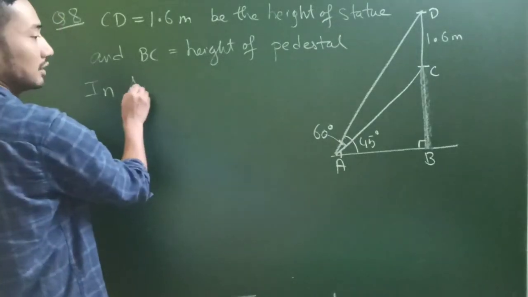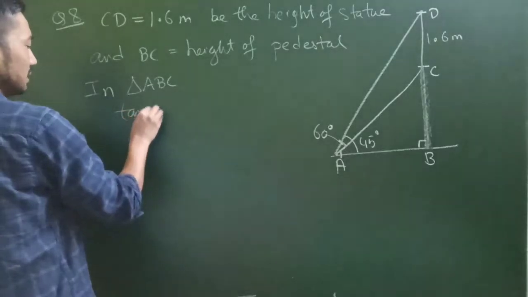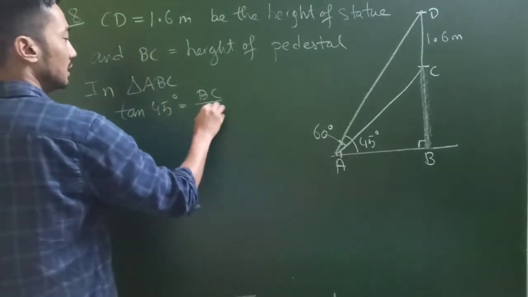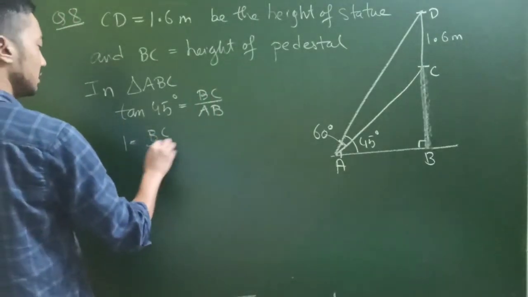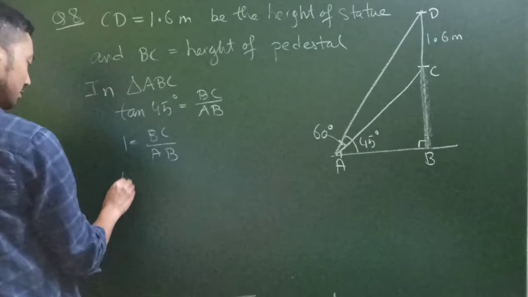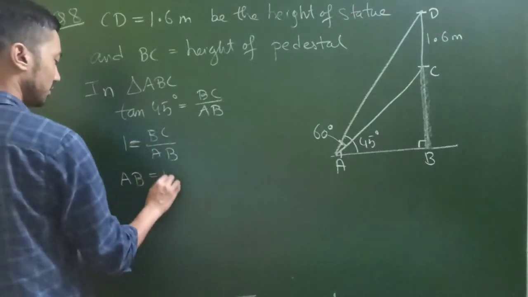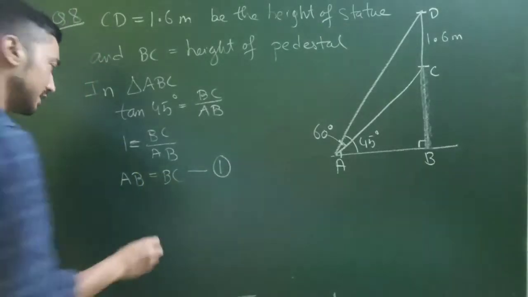So in triangle ABC, what shall we have here? Tan of 45 degrees again will be equal to BC by AB. So tan 45 is 1. We will have BC by AB. Both of them we do not know, but cross multiplying, AB would be equal to BC. Alright, we might need that, so let's keep it as it is.